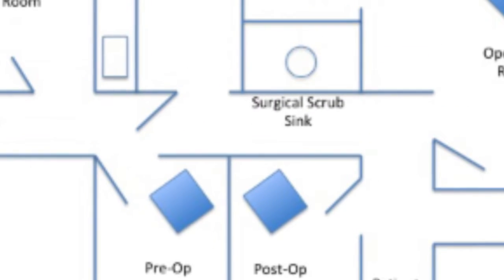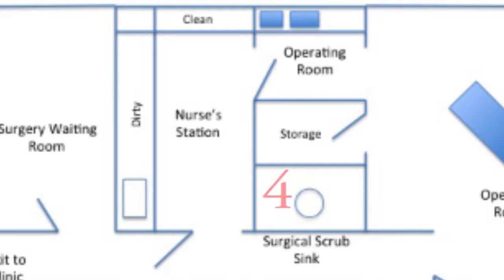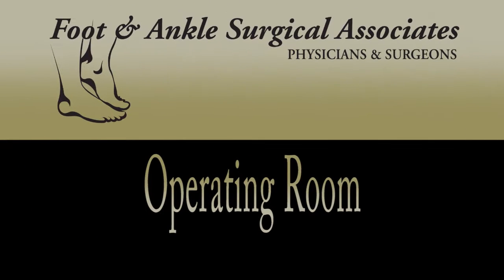The other areas shown here are areas that are specific for you and your job. Area 4 is the scrub sink where you will prepare yourself to be gloved and gowned. And Area 5 is the clean and contaminated area, the nurse's station, where instruments and supplies are cleaned and prepared for a case. We will now begin your training with a tour of the operating room.